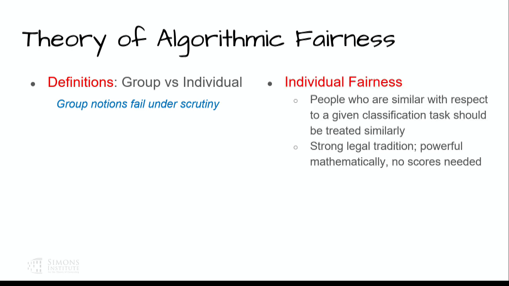So this led us to suggest, a long time ago, individual fairness. Individual fairness says, roughly speaking, that people who are similar with respect to a given classification task should be treated similarly by classifiers for that task. So if we're trying to classify people in terms of whether we should send them an advertisement about a certain kind of book, well, people who have similar interests, perhaps reading interests, should be treated similarly.